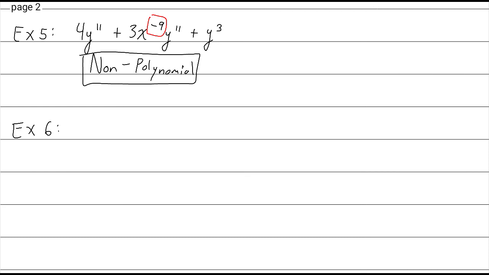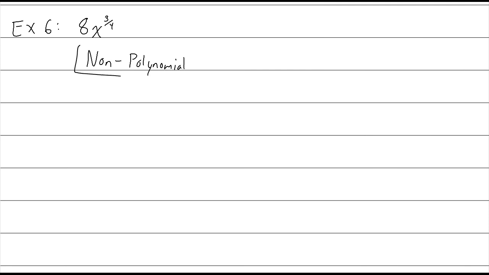Okay, example 6. We have 8x to the 3/4 power. All right, I'm not going to spend a whole lot of time thinking about that. I see that fraction exponent, and I know this is not a polynomial. Okay, polynomials are nice, right? They behave when it comes to their exponents. And so we don't want to deal with those fraction exponents, so we don't have to.